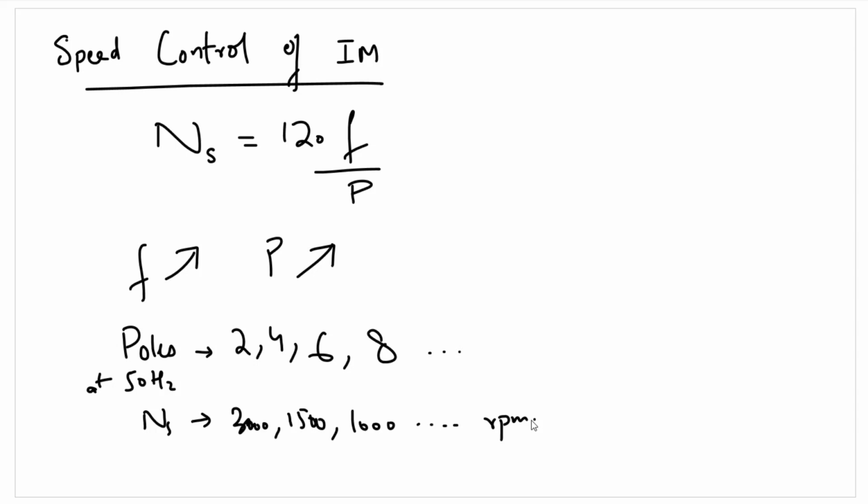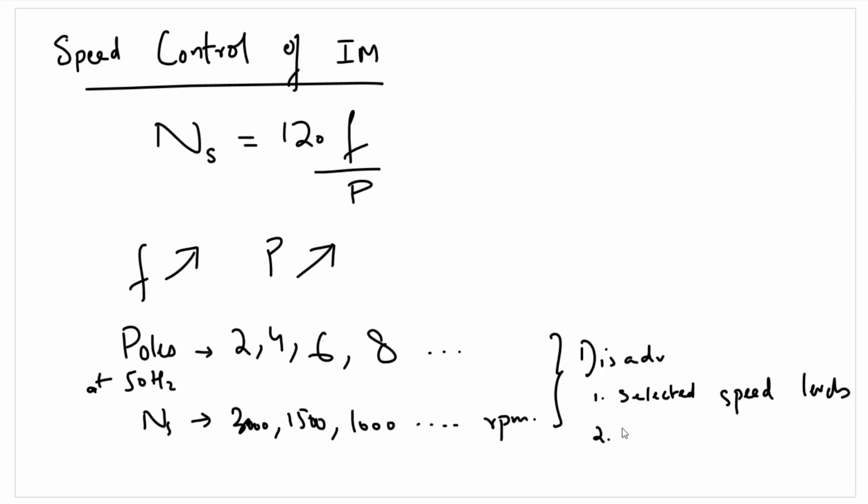So by changing the number of poles, we can change the speed of the rotor or the speed of rotation of the induction motor. The disadvantage of this system is that we'll be getting some selected speed levels only. We cannot control anywhere between 1500 and 3000 RPM. We cannot control between 1000 and 1500 RPM. Since the number of poles will be fixed, the synchronous speed will also be fixed. So we'll be getting some selected levels.